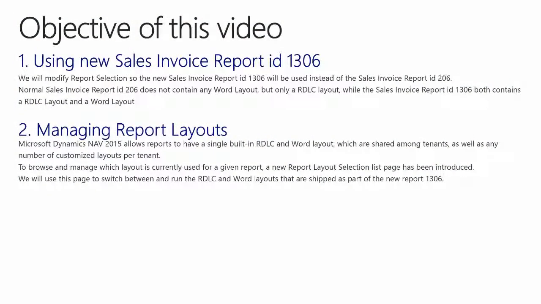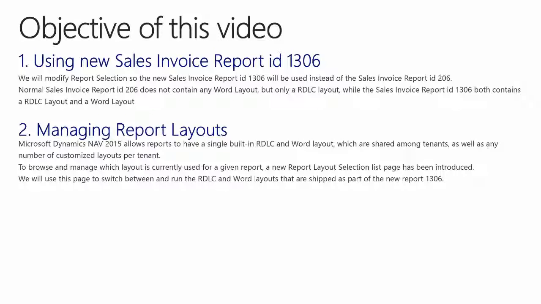The objective of this video is to show you that Microsoft Dynamics NAV 2015 now supports reports designed in Word. To show you this, I first need to change the default Invoice Report 206 to Report 1306. We will modify the report selection so the new Sales Invoice Report 1306 will be used instead of the Sales Invoice Report 206. The normal Sales Invoice Report 206 does not contain any Word layout, but only an RDLC layout, while the new Sales Invoice Report 1306 contains both an RDLC layout and a Word layout.